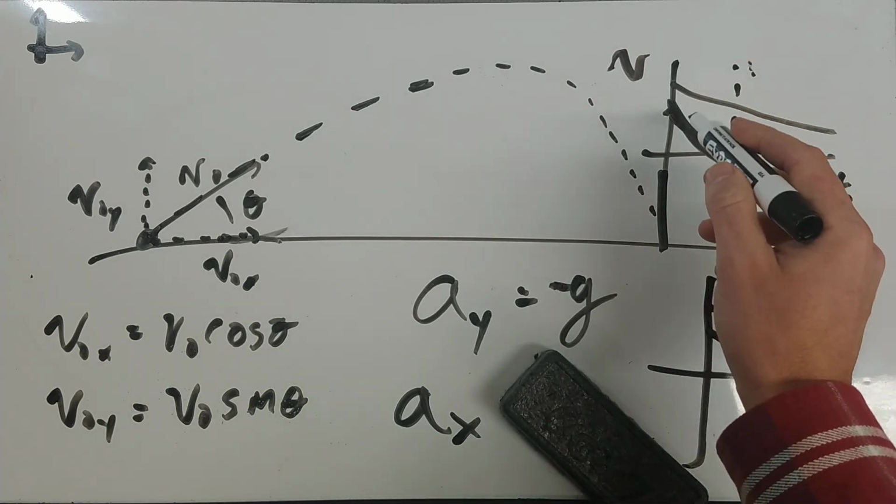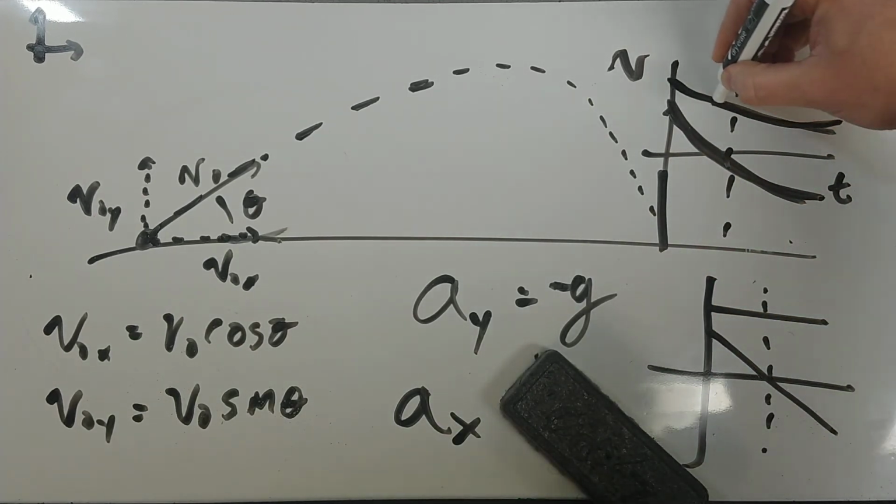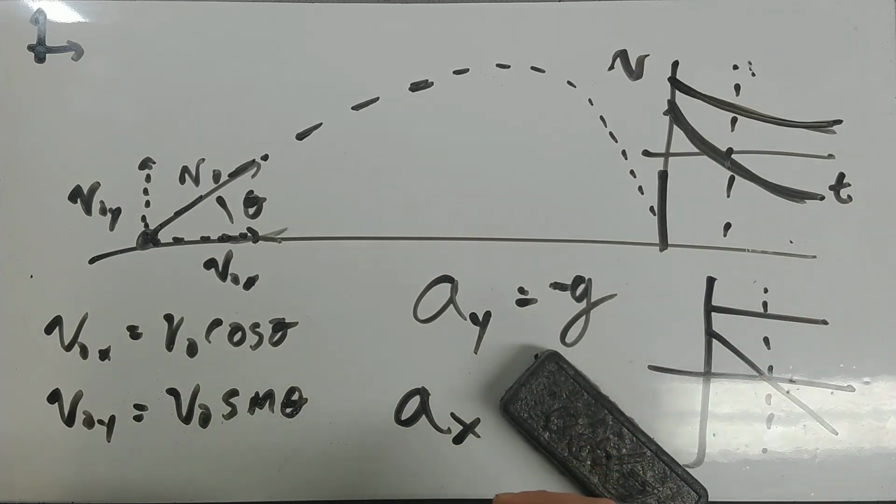So it's kind of interesting. In the beginning, the x velocity is decreasing. It actually is curved, right? Because it's not a constant change in velocity.